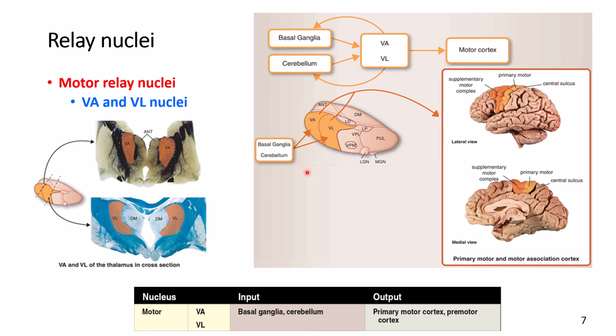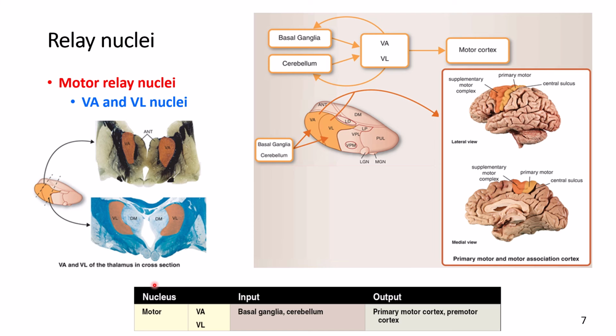In this image, same idea. You have the basal ganglia and the ventral anterior and ventral lateral, and from there it goes to the primary motor cortex, which is responsible usually for fine movements in the distal part of the body, and the supplementary and premotor cortex, and that is for other parts of the body, more proximal and the torso areas.